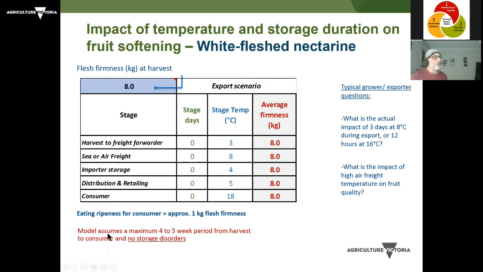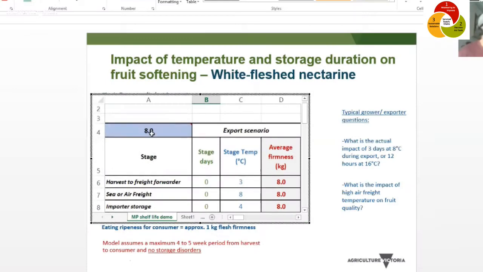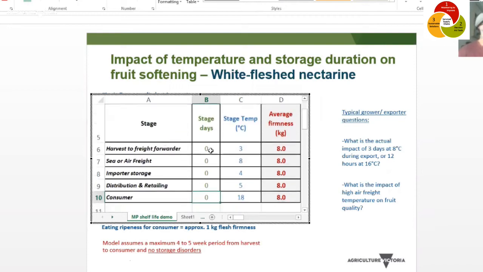Now the model assumes a maximum of 4 to 5 weeks storage period from harvest to the consumer, and no storage disorders. So we're not trying to model fruit that are likely to have storage disorders, which throws the model out of whack. This is for fruit that behaves normally during storage. 8 kilos flesh firmness at harvest, and we can start putting in some numbers.